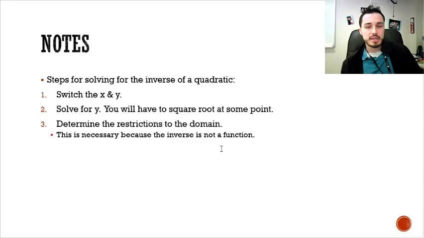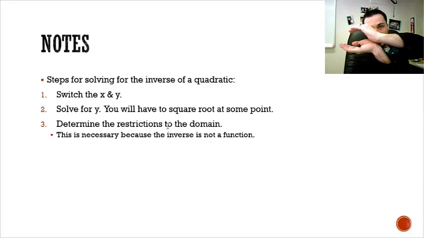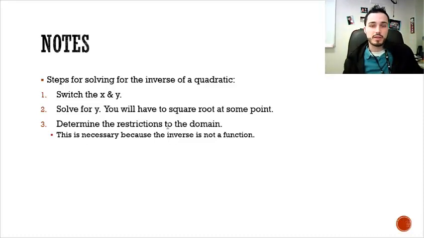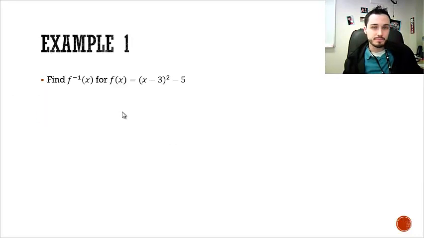But, as we will see in the problem, we're going to have to restrict the domain. And this has to do with the fact that the inverse of a parabola is not a function. And since it's not a function, we have to make it a function by restricting the domain. And you'll see what happens with that when we actually get into doing this example.